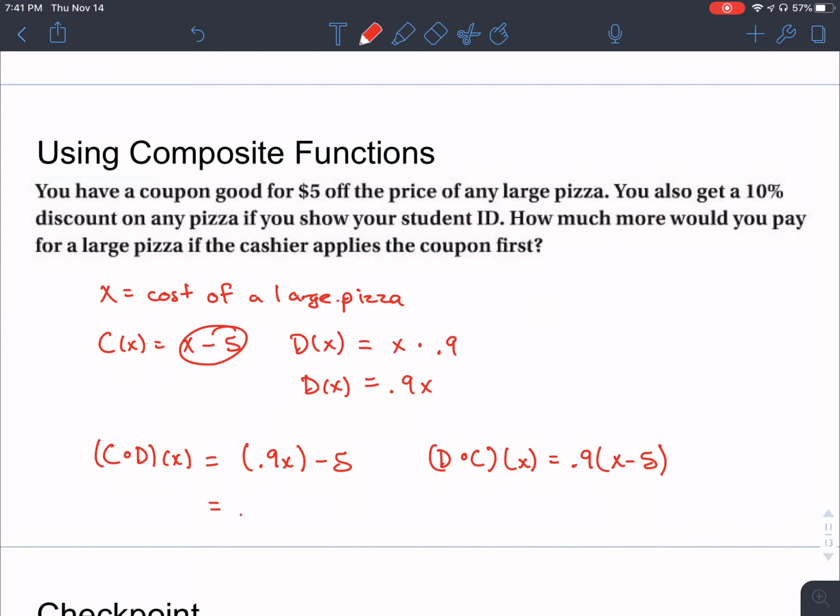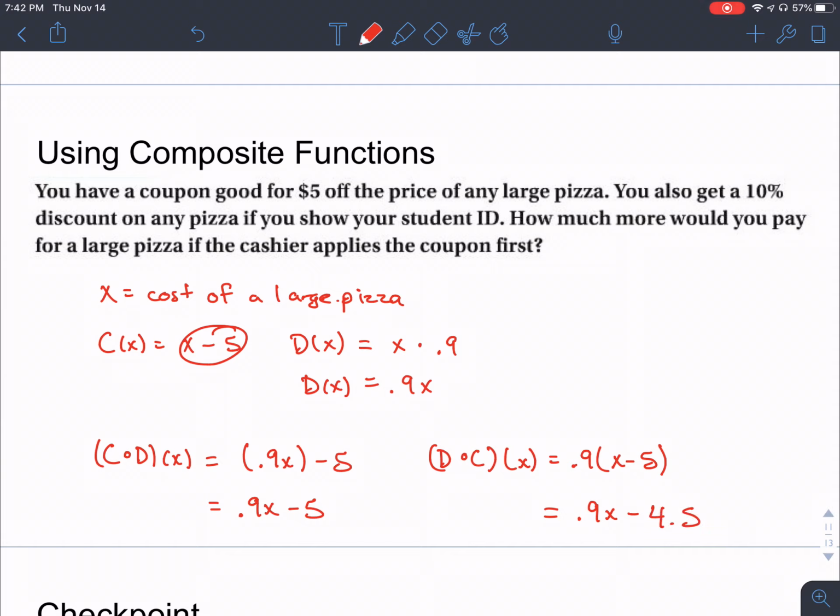So in this case, I'm literally taking the discount and then subtracting the coupon. And in this case, I am first subtracting the coupon and then taking the discount, which is going to give me 0.9x minus whatever 5 times 0.9 is. What is 5 times 0.9? 10 times 0.9 would be 9, so that would be 4.5, minus 4.5. Okay.